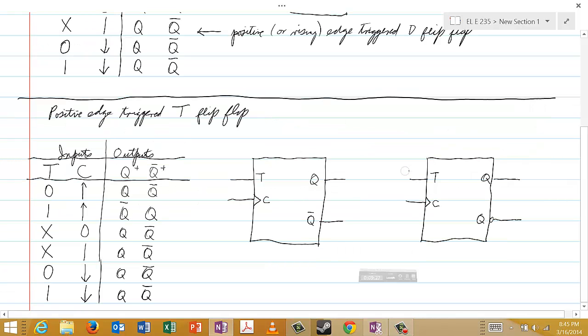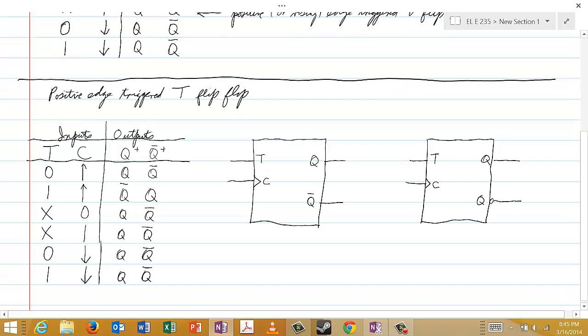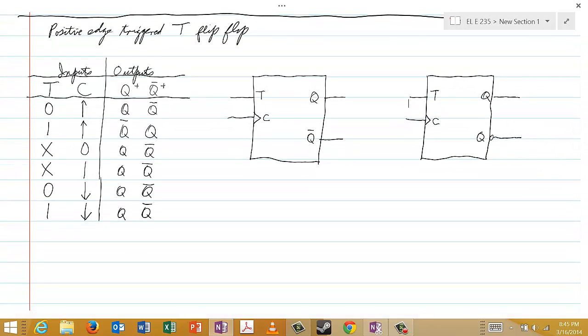The T flip-flop is perhaps a little bit more interesting than the D flip-flop. Its input-output table looks like this, and the symbols we use in circuits to represent the T flip-flop are shown here on the right. Similar to before, we're talking here about a positive edge triggered T flip-flop. We can see in the last 4 lines of this input-output table that nothing happens if the clock is constant equal to 0. And by nothing happening, let me make sure it's clear what I mean.